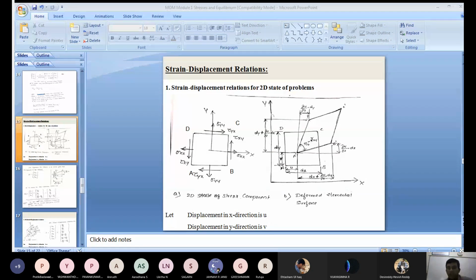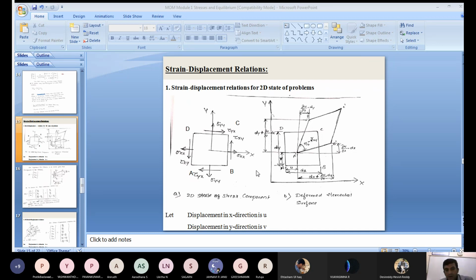Earlier it is a square element. Once it is subject to stress along the x-axis, stress along the y-axis, and shear stress acting on all the planes, that is called a general stress system. Before applying load, it is a square ABCD. Once you apply the general stress system, it becomes a parallelogram or rhombus, right?